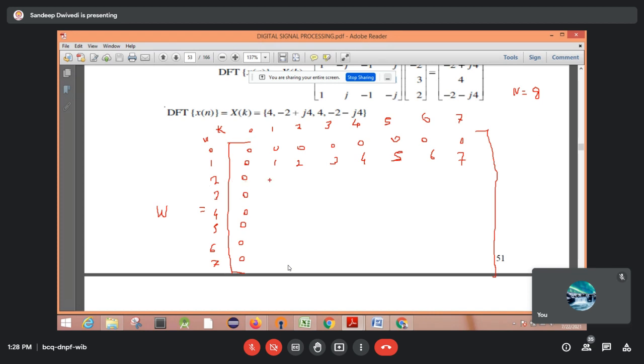Okay, so this will be 2 into 2, so this will be 2, this will be 4, this will be 6, this will be 8, w raised to power 8, this will be 10, w raised to power 10, then w raised to power 12, then w raised to power 14. Means the value of kn is 14 over here. Okay, so with 3 you need to multiply this one with 3, then with 4, then with 5 to all the columns, then with 6 to all the columns.